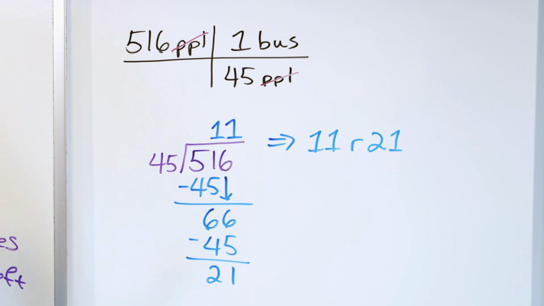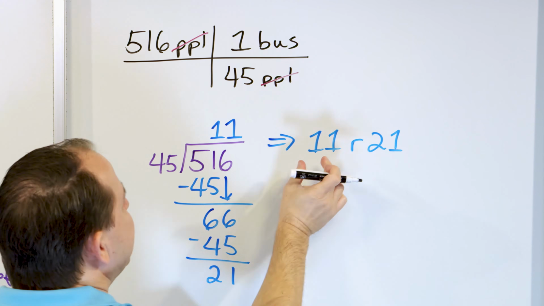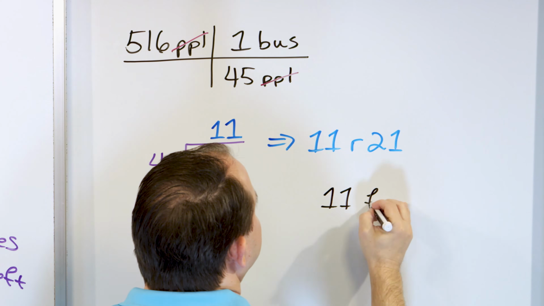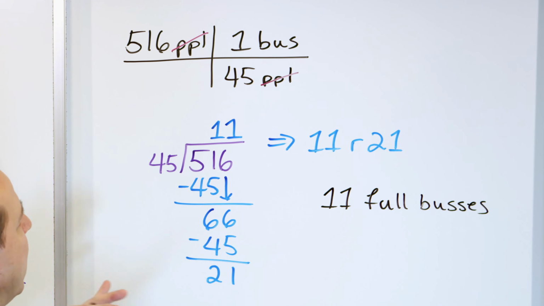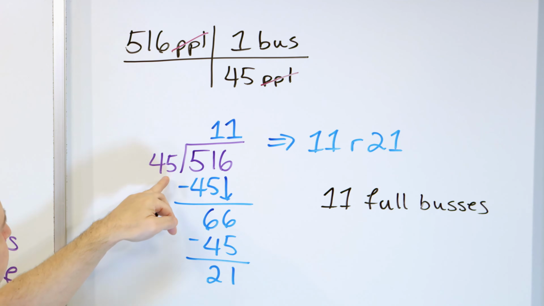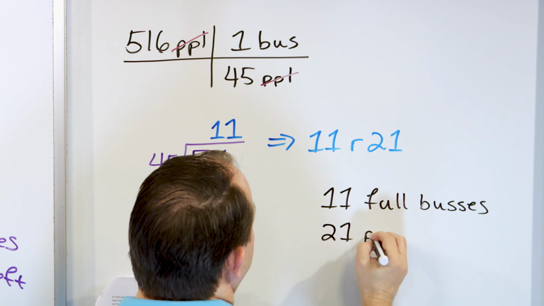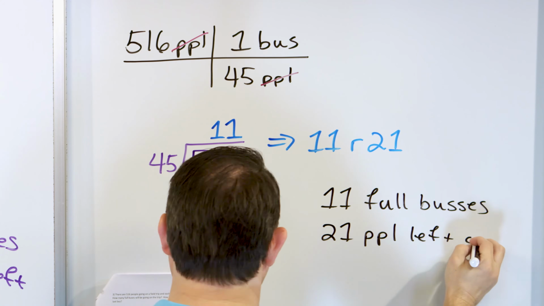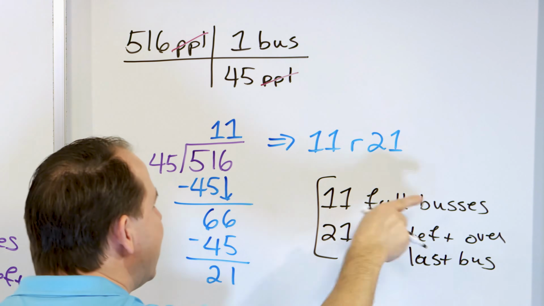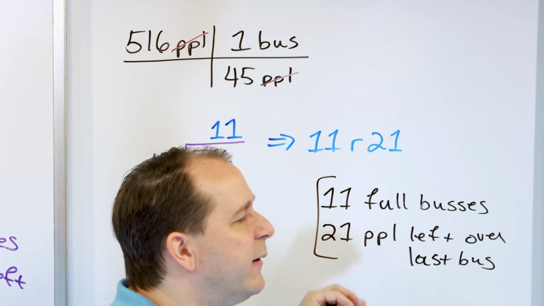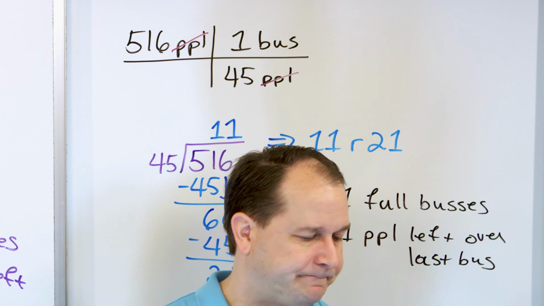Now, what does the answer actually mean? The problem says, how many buses, full buses, will be going on the trip? It'll be 11 full buses. Right? And I have 21 people left over that cannot form a full bus because a full bus is a group of 45. So I will have 21 people left over. In other words, I'm going to have 11 full buses, but the last bus will just contain 21 people, which will be a really thin bus. There just won't be very many people on it compared to the other ones, right?